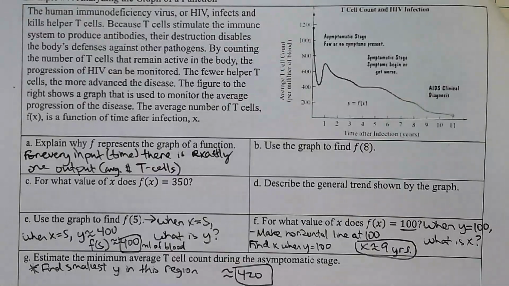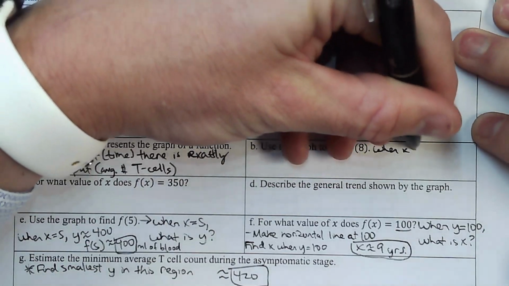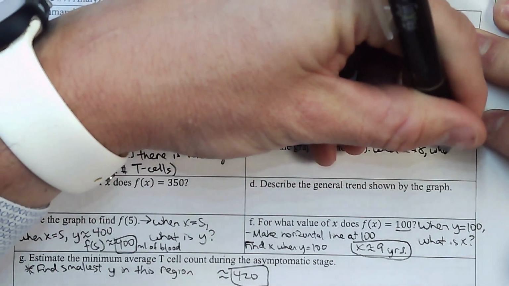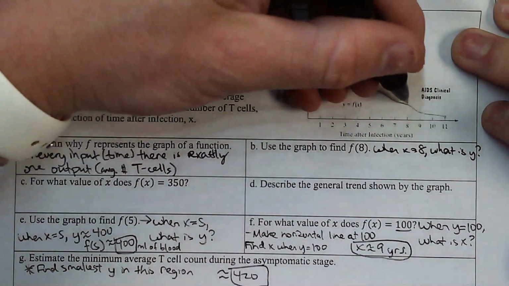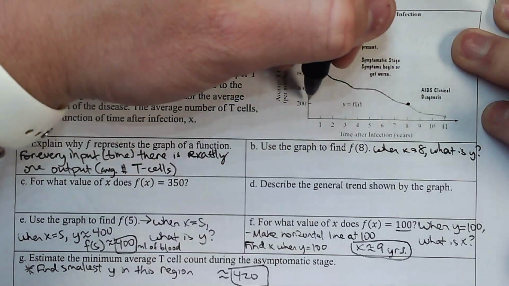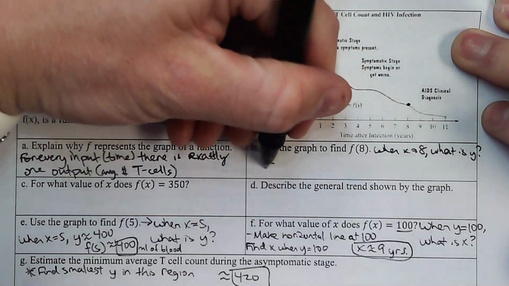Find f of 8. So what this means is when x equals 8, what is y? That's what I'm asking here. When x equals 8, what is y? So y is around what? Gosh, maybe 225, 250? What do y'all think?